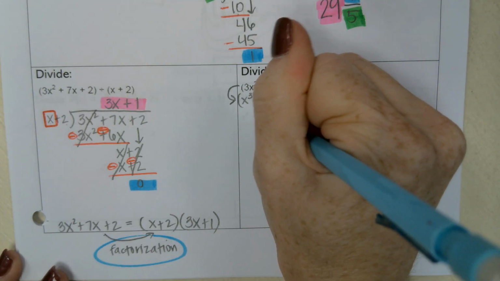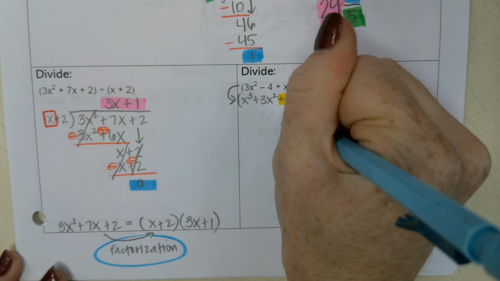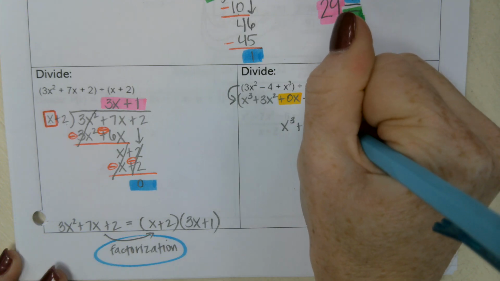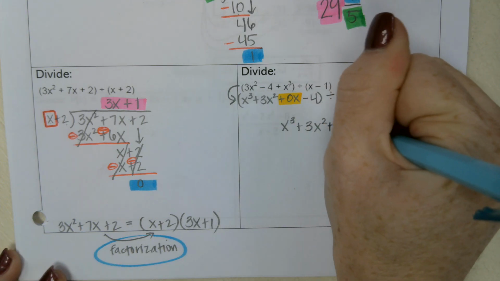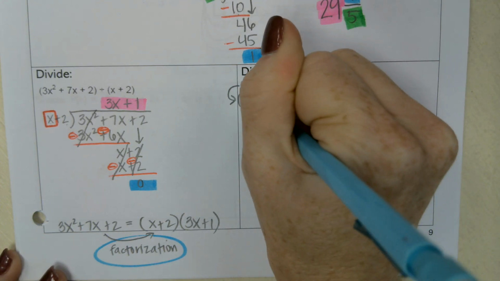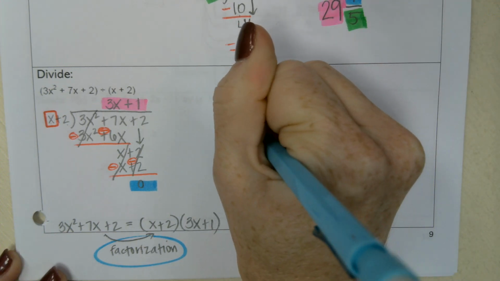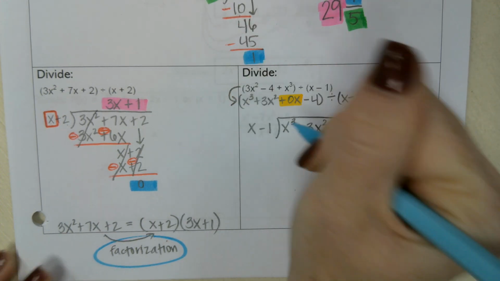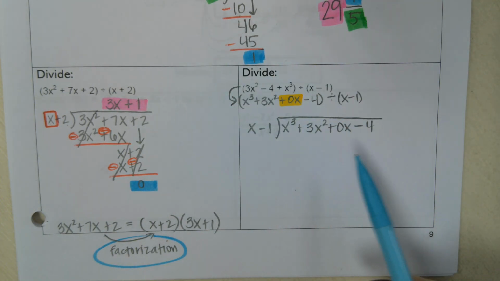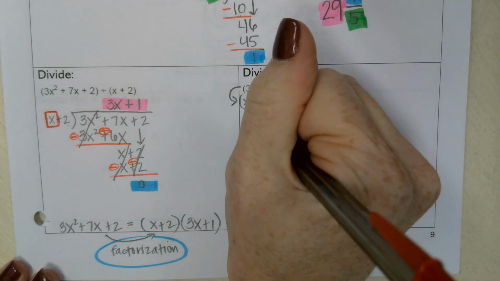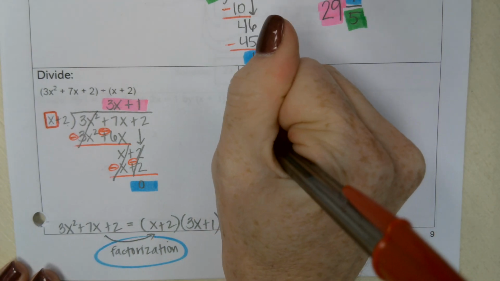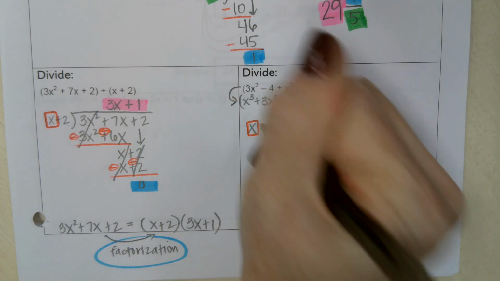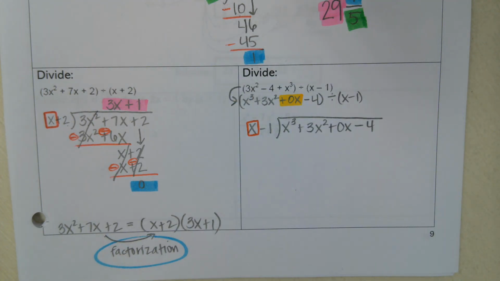Now, this is where I take that divisor and I write it underneath my division bar. You have to put those placeholders in there. Okay? And this is where I only really want to pay attention to this x out front. Okay?